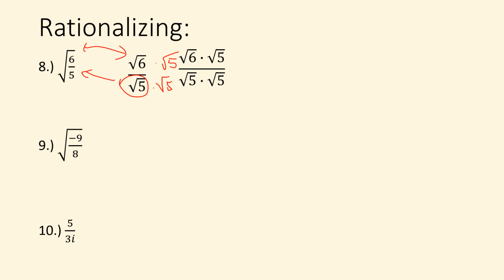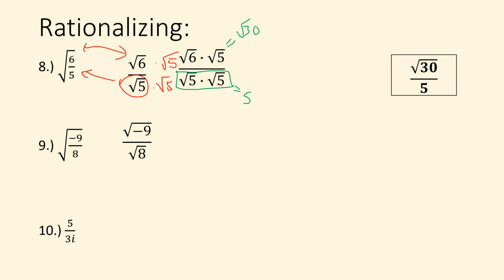Now when we do it on the bottom, radical 5 times itself, it has a partner, and it's just going to equal 5. Moves to the outside, nothing's left on the inside. On the top, now we have radical 30. And that's our answer, radical 30 over 5. Okay, we always try to simplify it if we can, but we can't for this one. So number 9, let's split them up.